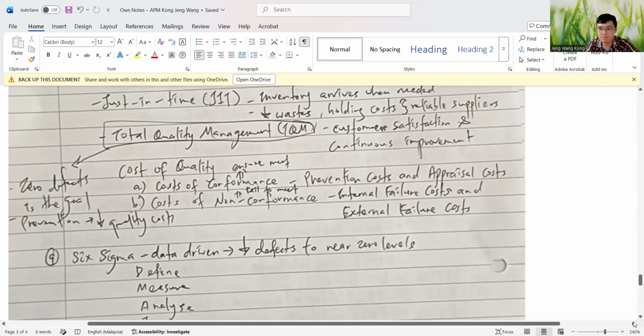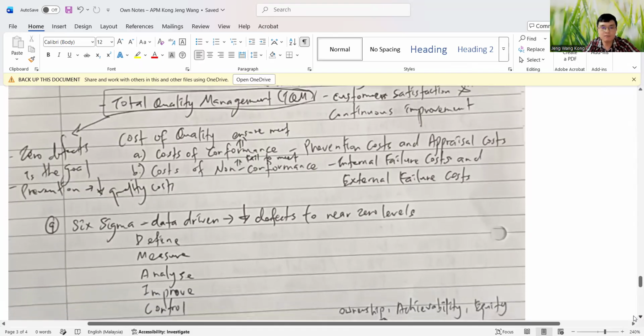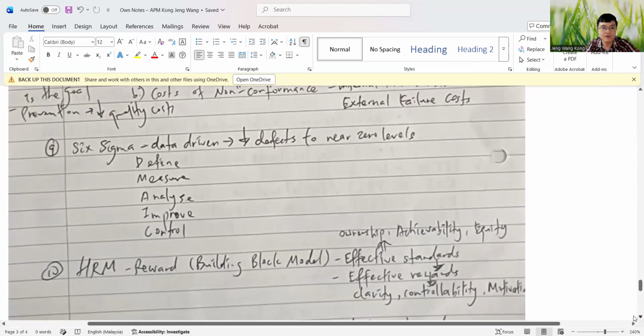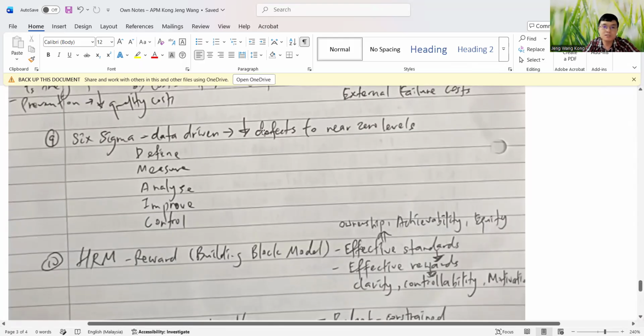Then we have Six Sigma. Six Sigma is data driven, to reduce defects to near-zero levels, based on DMAIC: define, measure, analyze, improve, control.